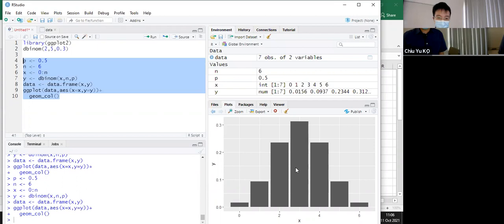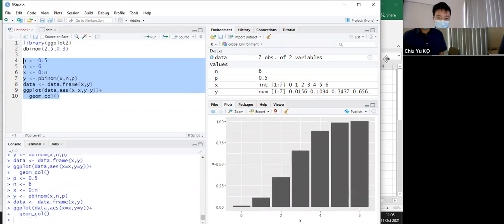Okay, suppose I don't like this D. I change it to P. Then what I draw will be the F. But I'll just change it back here to D first.